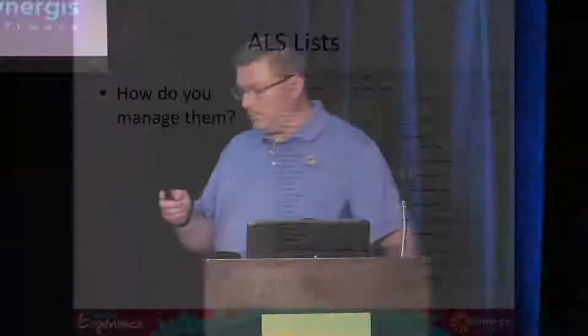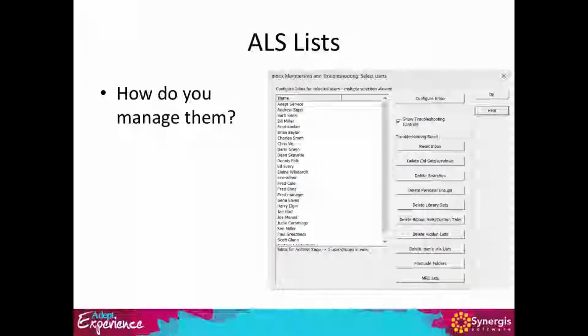So how do you manage them? There is an inbox membership and troubleshooting option. It's under the system tab for administrators. That allows you to go in and manage the ALS lists per user. So you can actually clear them globally or clear them per user. This will actually go in. It has several different options in there as well.